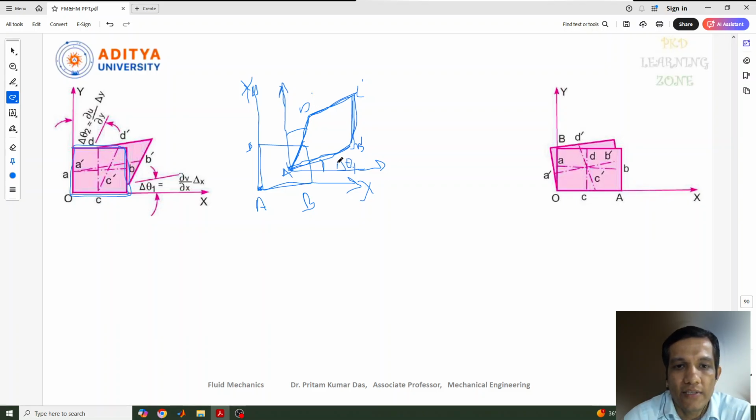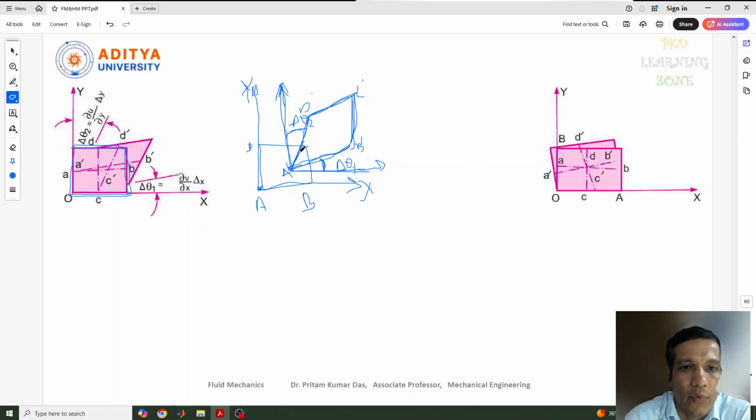Now what are the changes that happen? This is delta theta 1 and we can consider this is delta theta 2. So these are the changes that happen in this angular deformation. If you understand the deformation, angular deformation means it is going to change its position angularly. So how can we define this angular deformation? We can define it as the average change in angle in the x direction as well as the y direction. The average change in angle is contained by the two adjacent sides. So how much angle changes in this side and how much in this side. We need to consider the average of both here.